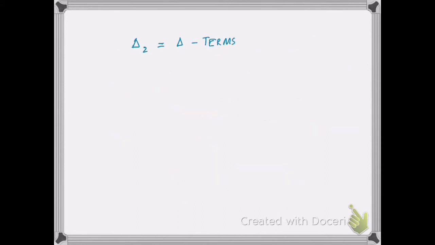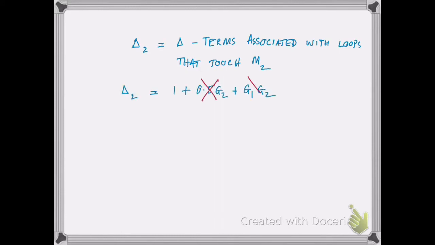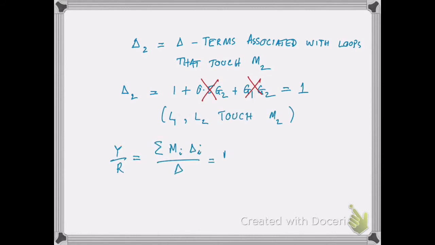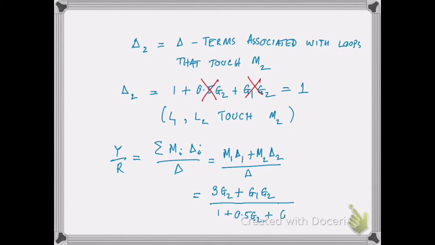Similarly, delta 2 is delta minus terms associated with loops that touch M2. Once again, you'll see that both loops L1 and L2 touch forward path M2. Therefore, both terms drop out. Now finally, we write our transfer function like so. That gives you the final transfer function right here.